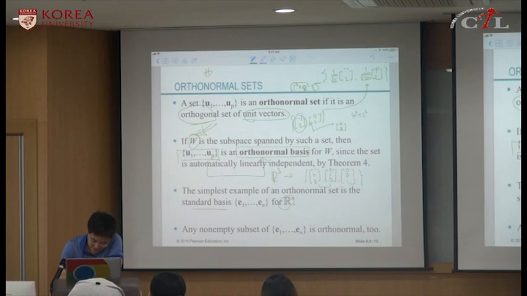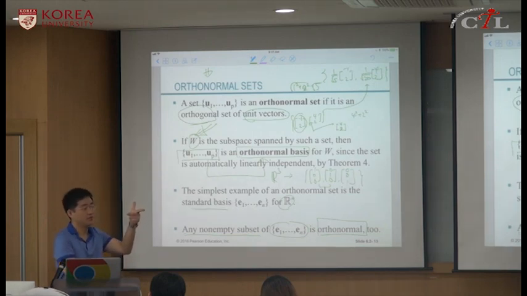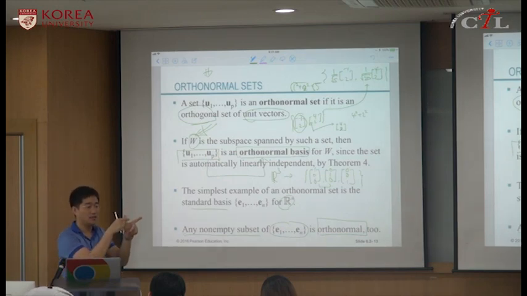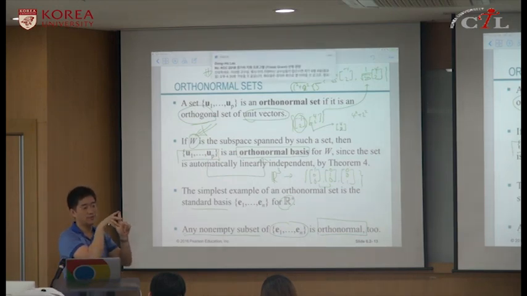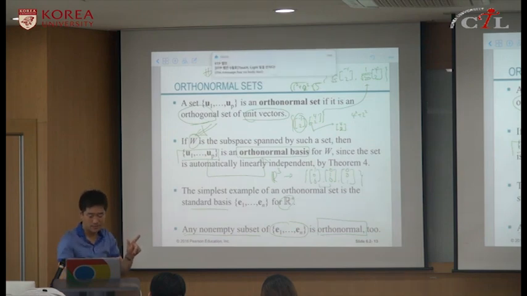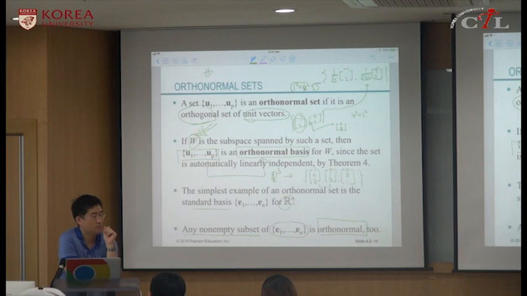Yep, and then the last statement is saying that any non-empty subset of this orthonormal set, or orthonormal basis, is also orthonormal. So that is quite obvious. If we have three vectors perpendicular to each other, and their vector length is 1, and if we pick just two of them, which is one subset of this orthonormal set, then the subset is also orthonormal all the time.